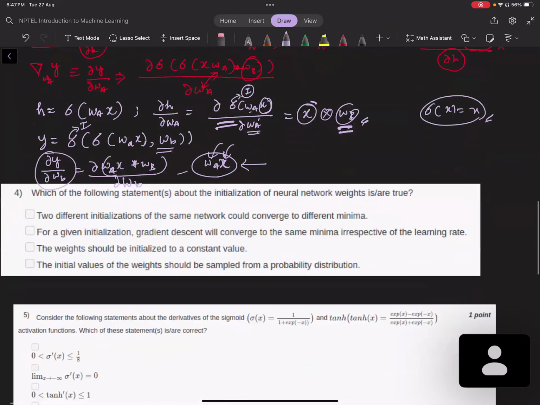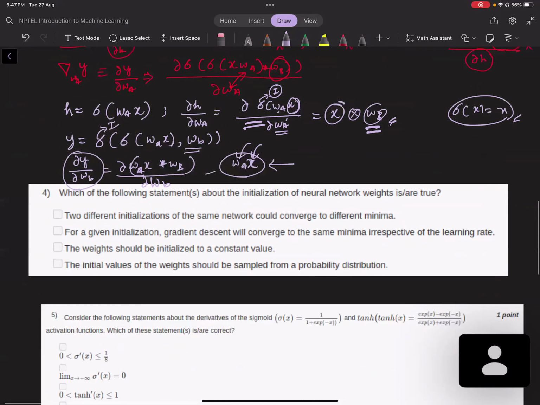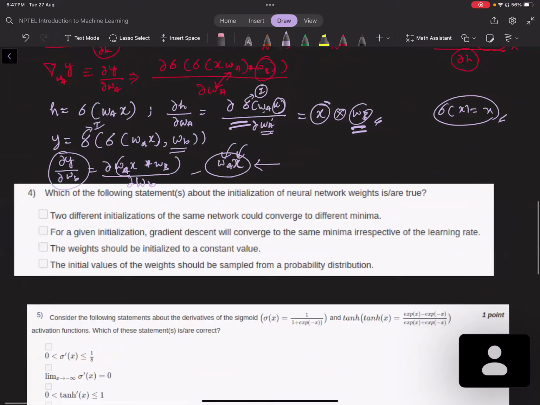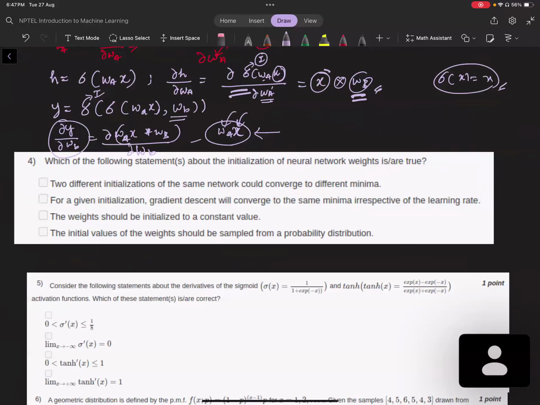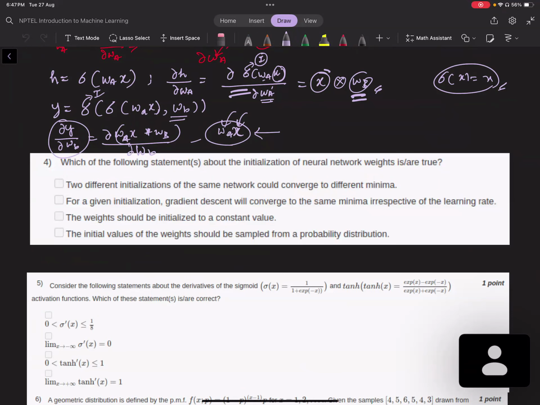Next is question number 4. Which of the following statements about the initialization of a neural network is true? This is a very easy question, I'll not be doing that much, so you try thinking. The first option is: two different initializations of the same network could converge to different minima.